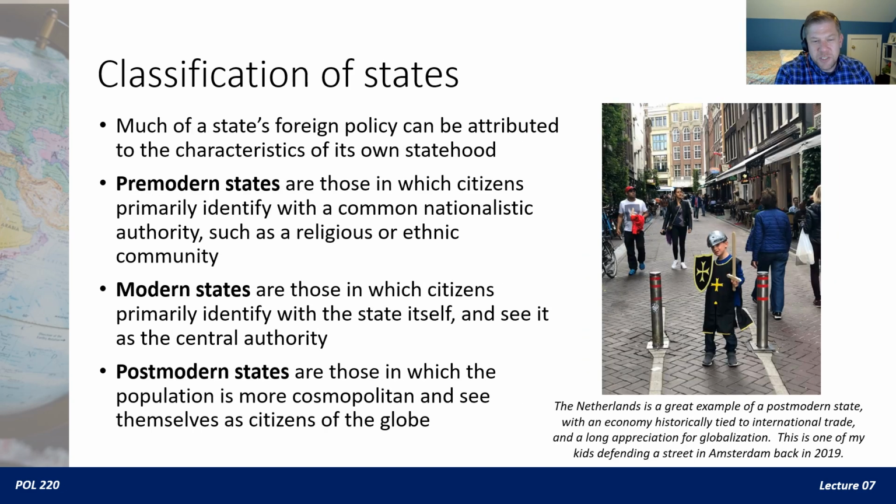We classify states in 3 different ways here, and it's important to note as we move on to this discussion of how foreign policy is implemented. So, 3 distinctions I want you to know. Pre-modern states are those in which citizens primarily identify with a common nationalistic authority, such as a religious institution or an ethnic community. Whether it's intentional or not on the part of the public, Iran, for instance, would be considered a pre-modern state because there's a national Persian identity that, at least since the overthrow of the Shah, has been tied to the Islamic clerics in Iran.